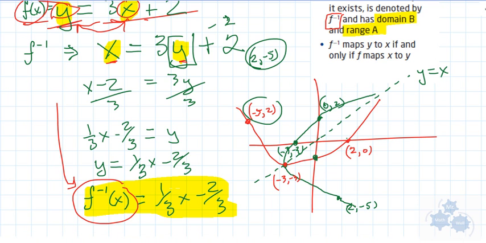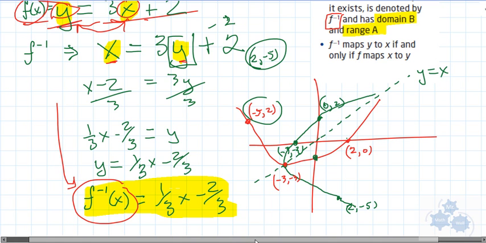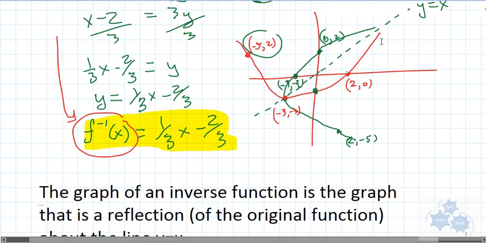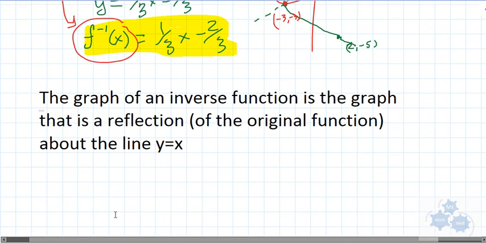So let's just write that out for some notes here, okay? The graph of an inverse function is the graph that is a reflection of the original about the line y equals x. So we could start off with a graph, sketch where that y equals x line is, and draw a reflection just to sketch it. Or you could reverse the variables and then solve for y again. So this is what we're dealing with when we're talking about inverse relations.